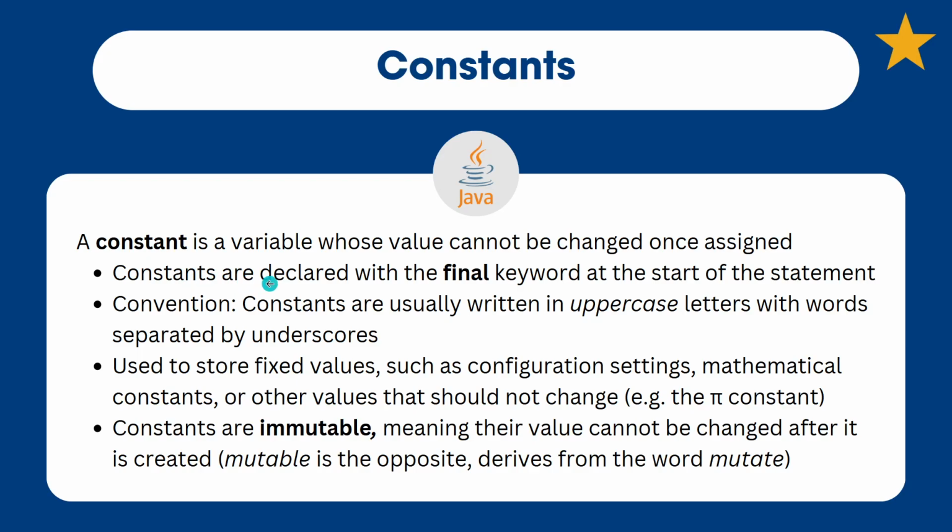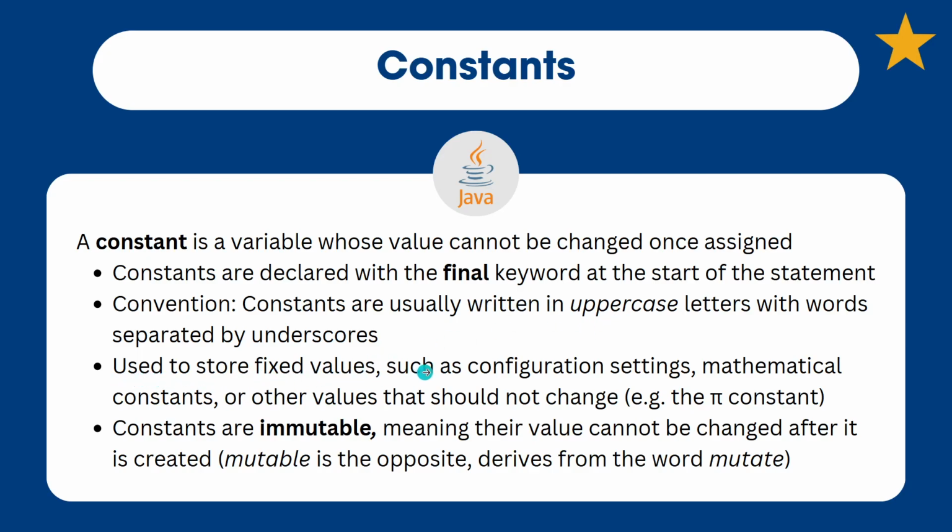Well, let's talk about the syntax a bit first. So they're declared with the final keyword at the start of the statement. So if you want to make any variable a constant, throw a final right in front. By convention, constants are written in uppercase letters with words separated by underscores. So we're not using camel case anymore. We can't use spaces, so we're actually going to use underscores, similar to snake case in Python. Difference is it's going to be all uppercase.